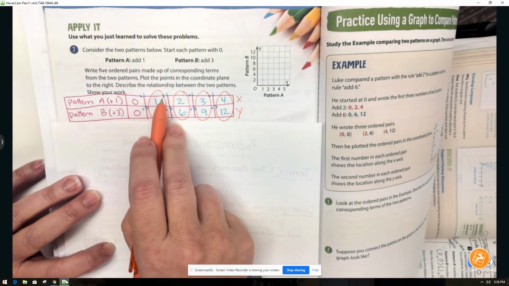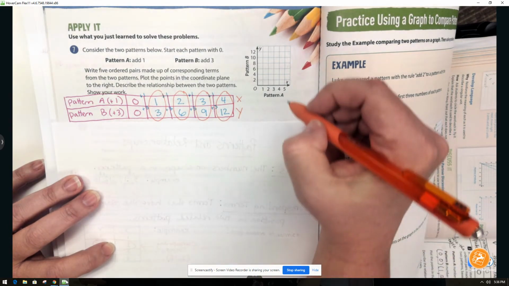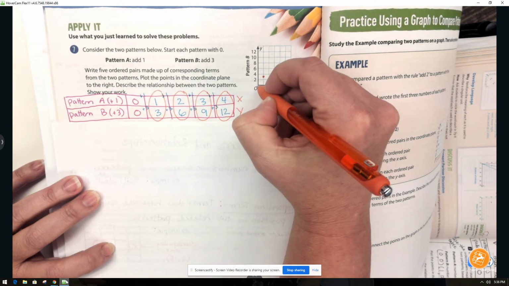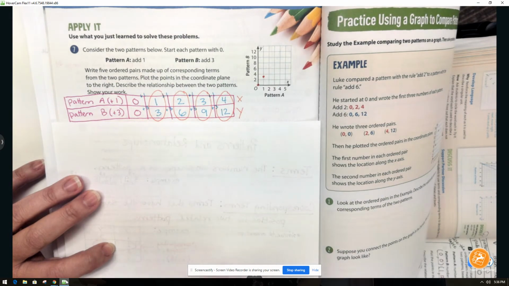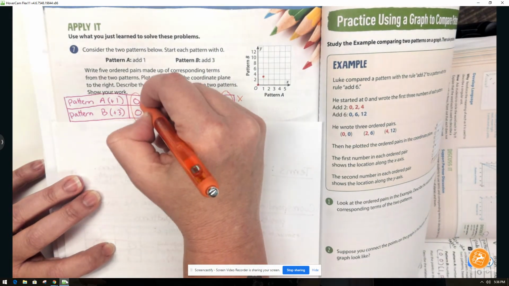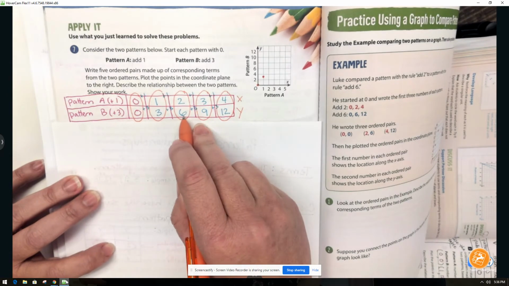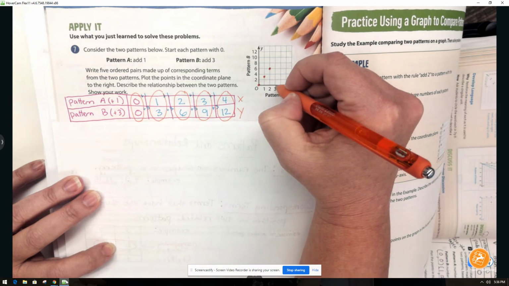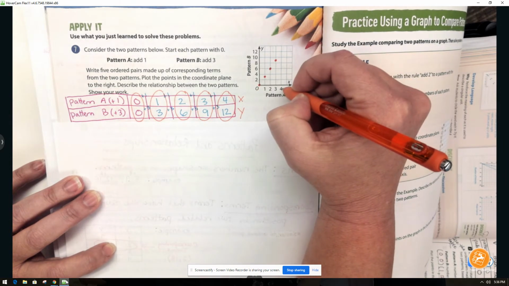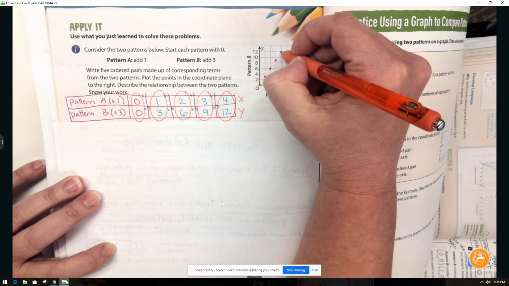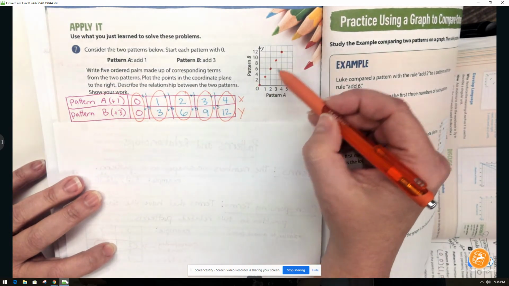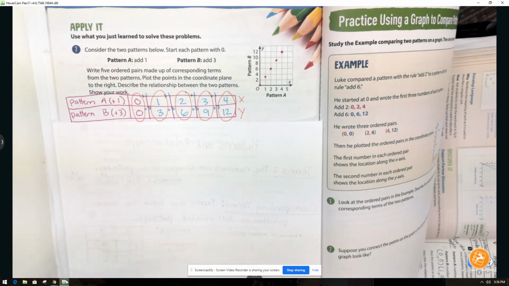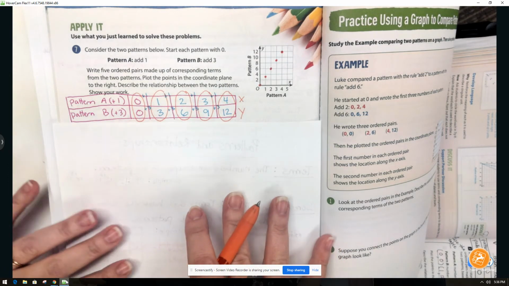So if we do the ordered pair 1, 3, we're going to go to 1 on the x value and 3 on the y. And I forgot to do 0, 0, but that's where 0, 0 would have been. Okay. Now we need to go x is 2, y is 6. X is 3, y is 9. X is 4, y is 12. And as you can see, we graphed our pattern in a straight line because we had corresponding terms that all had the same patterns.